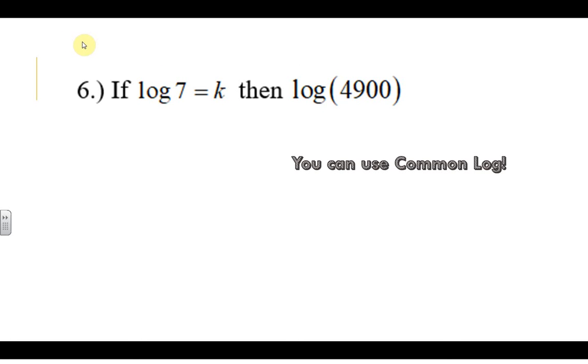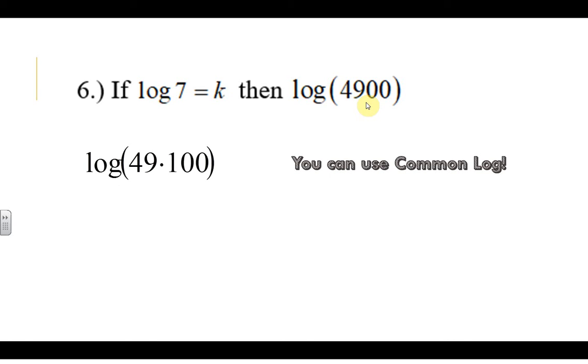All right, if log 7 is k, then what is log of 4,900? In these types of problems, you can always use common log. Do you see how it's log 7, so you know that that's base 10? So we can use a log base 10. 7 and 49, 7 squared. Definitely 7 squared. And then 100. Okay, so we're on the right track.